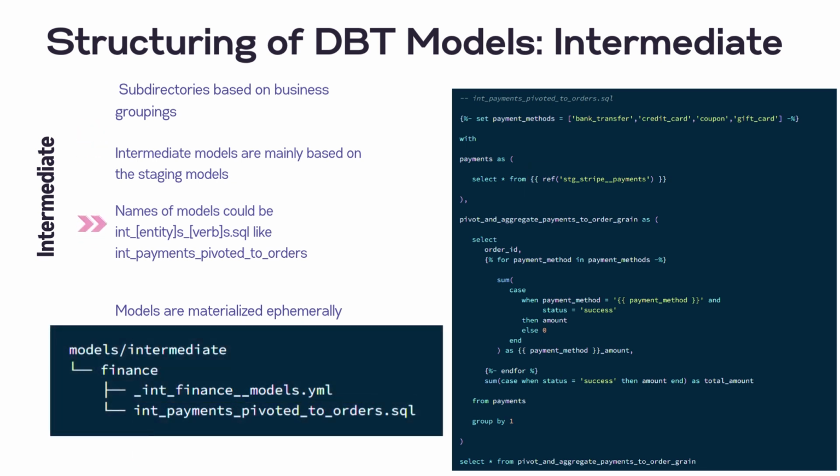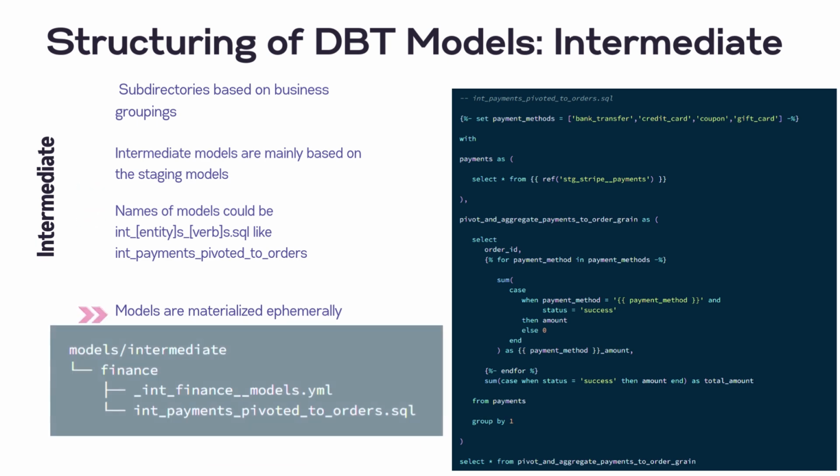To maintain clarity, intermediate models use a naming convention that indicates the entity and the type of transformation applied. For instance, the file int_payments_pivoted_to_orders.sql tells us that it's an intermediate model related to payments, and the transformation pivots data to an order level grain.